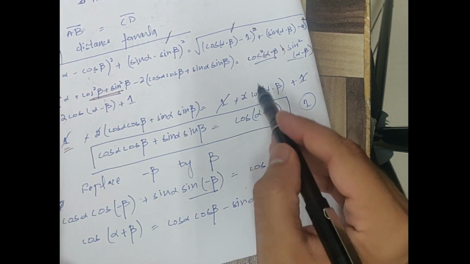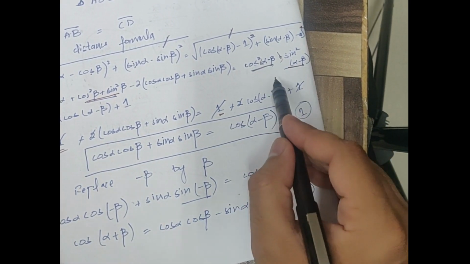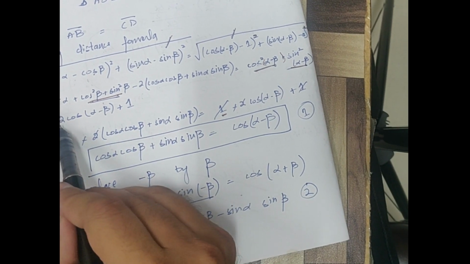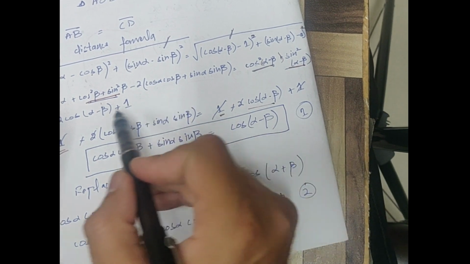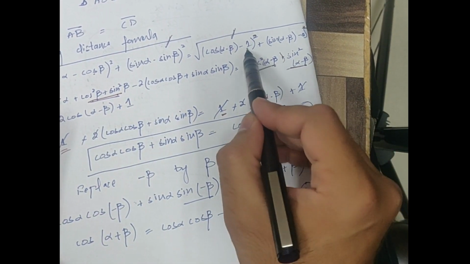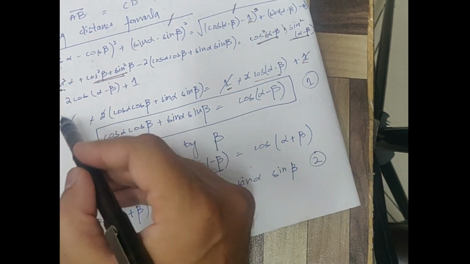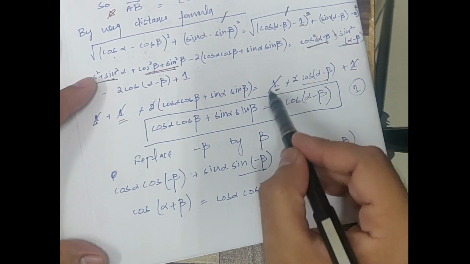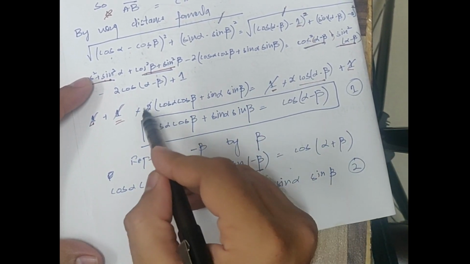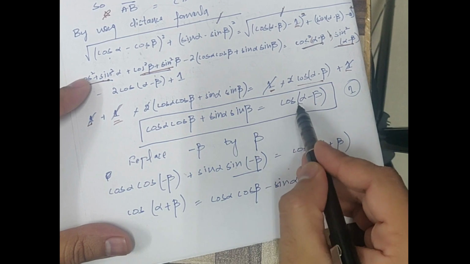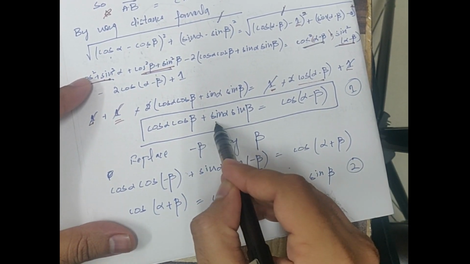And this cos square beta plus sine square beta will also become 1. And this 2 cos alpha minus beta comes here like this, and this one comes here like this. Now I've already simplified it. I will cancel this one with this one, this one with this one, and I will cancel this minus 2 with this one, and all that leaves me with is cos alpha minus beta is equal to cos alpha cos beta plus sine alpha sine beta.